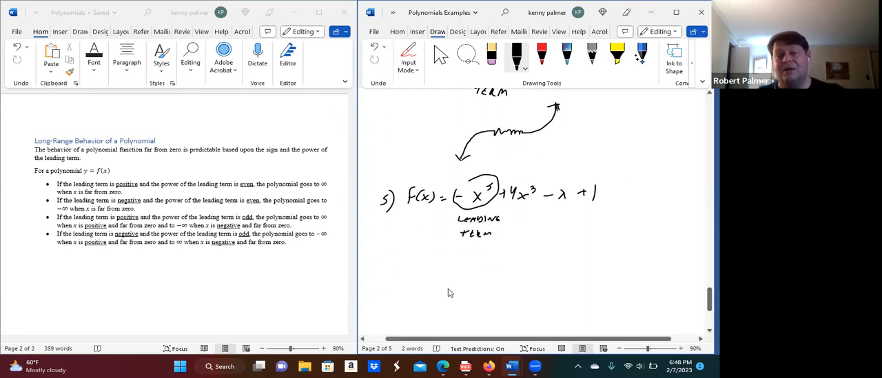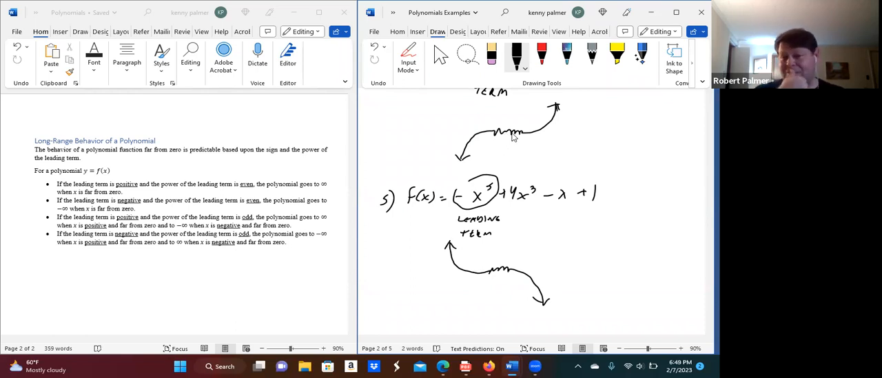So the polynomial goes to negative infinity when x is positive. Close to 0, we don't know what's going on. It's going to look like this. When x is positive, it's going to go to negative infinity. When x is negative, far from 0, it's going to go to positive infinity. So it's like that flipped over, because that's what happens when you have an odd power for your leading term, and then it's negative.